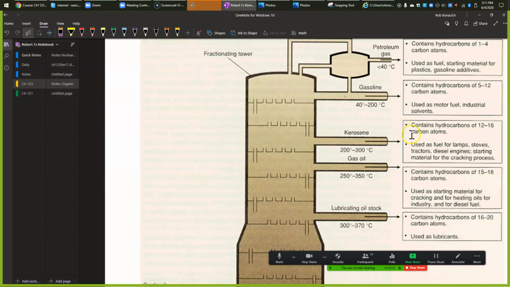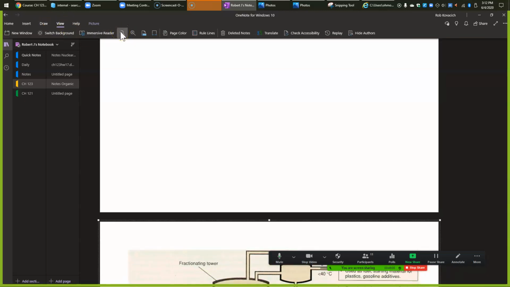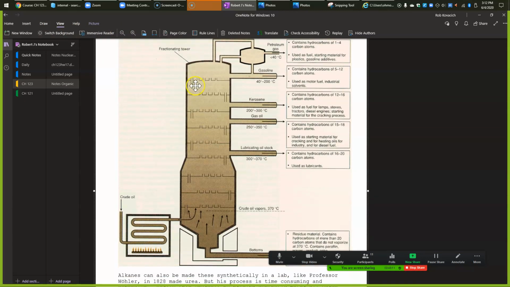Okay, so do you guys know what this is? Have you seen something like this? I mean, you must have, but do you understand what it is that you're looking at? No.